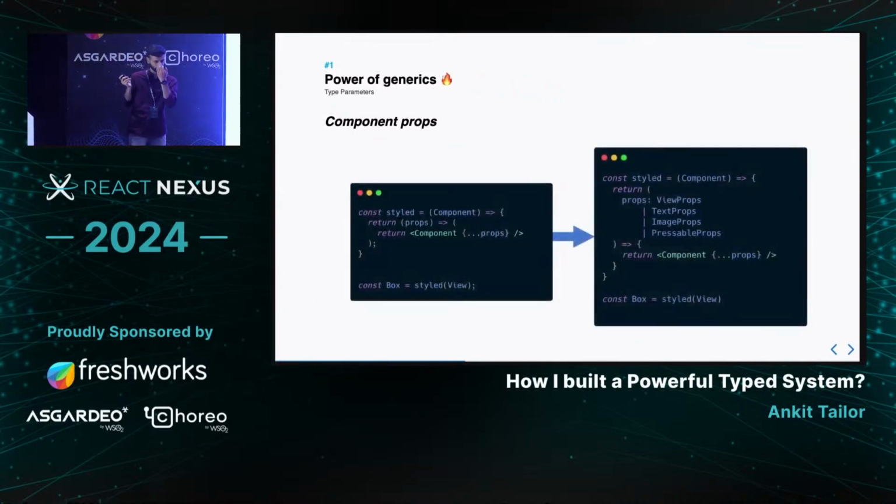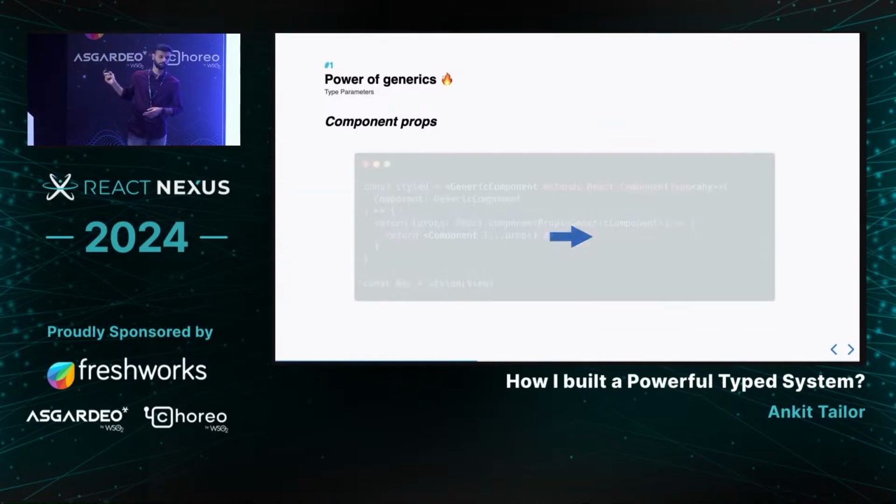Now, similarly, we will try to type our component props. We have one style function that takes a component, which is a higher order component, and it returns the component. To type it, what we could have done is pass props like ViewProps, TextProps or ImageProps. But the problem here is, let's say I have a View component, and View does not support a color prop, but the user may get suggestions for color, and it will not be supported. So it's incorrect. To fix that, we can use a generic here.